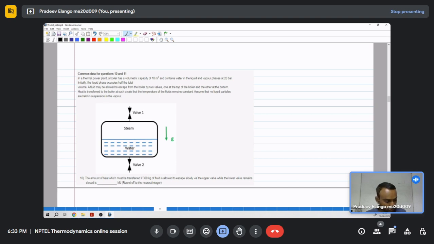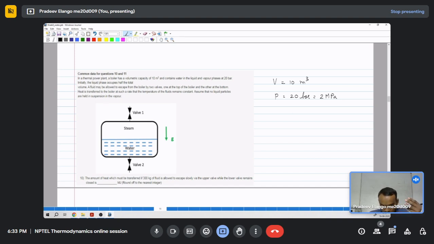So the total volume of the boiler is 10 meter cube, and the pressure maintained is 20 bar or 2 megapascal. Since they say both steam and water are present, it will be in the vapor dome with equilibrium between the steam and water. In the first problem, some fluid is allowed to escape from the top valve, that is the upper valve, so that means steam is released.